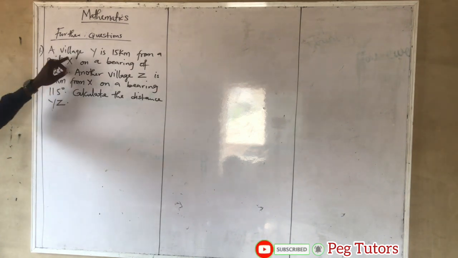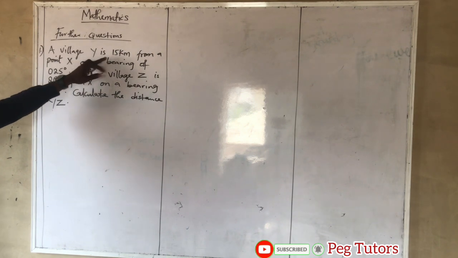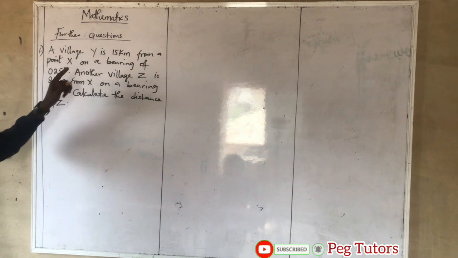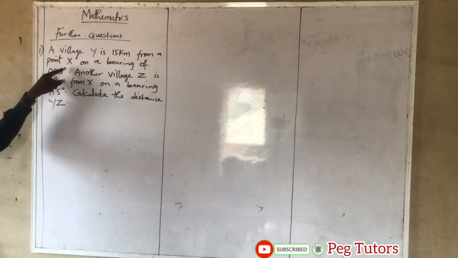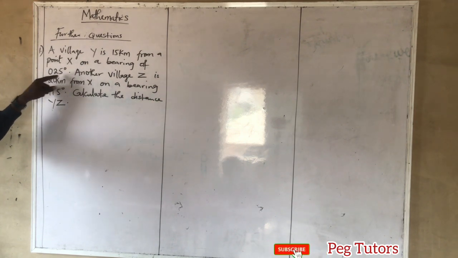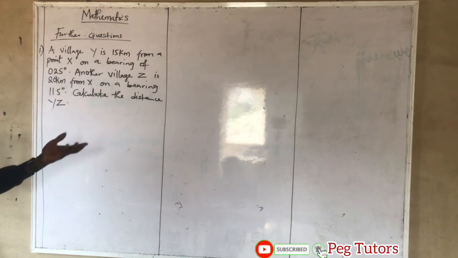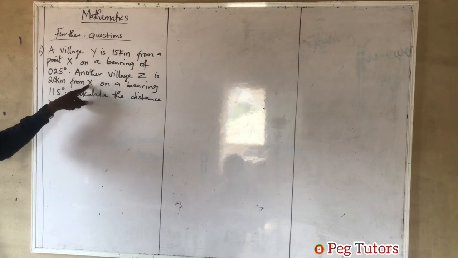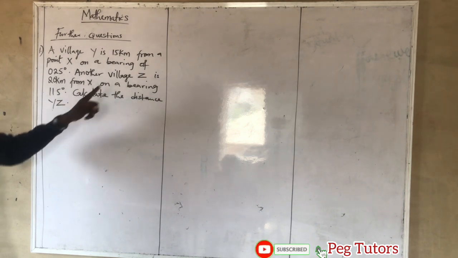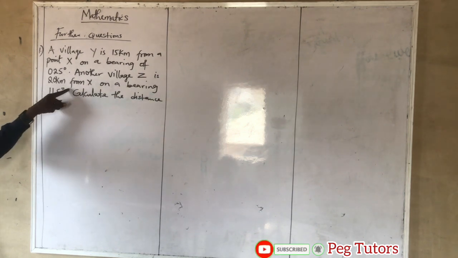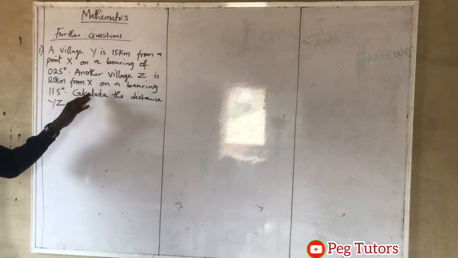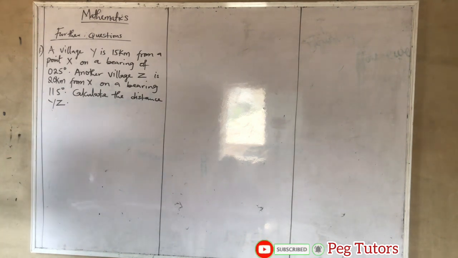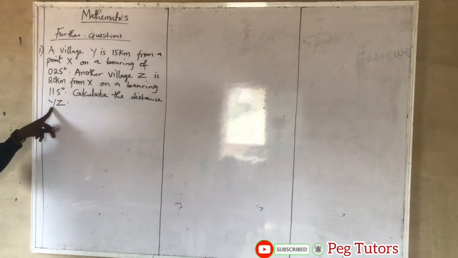It says a village Y is 15 kilometers from point X on a bearing of 025 degrees. Now this is obviously a 3-digit bearing, but they're saying 25 degrees. Another village Z is 20 kilometers from X on a bearing of 115 degrees. The question says calculate the distance YZ. Now, this YZ, you don't know where it is already.